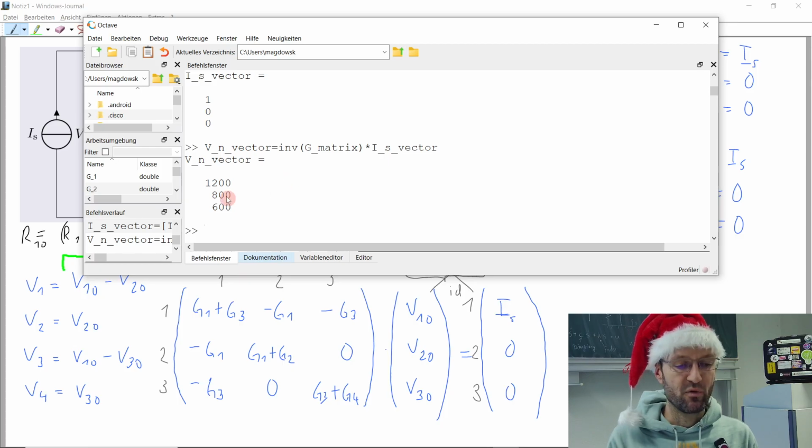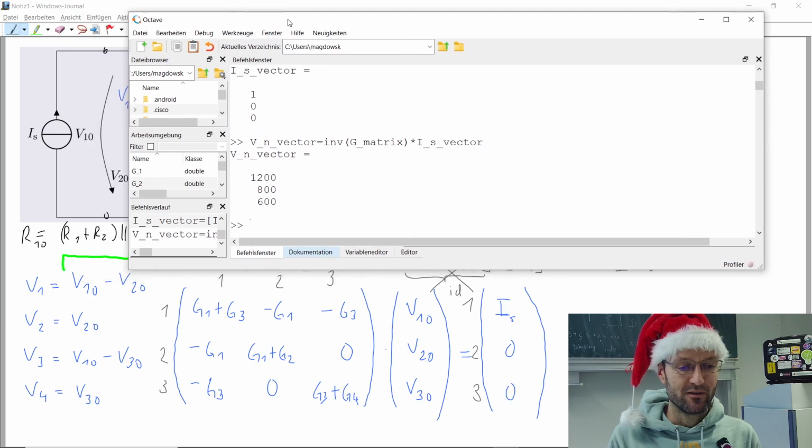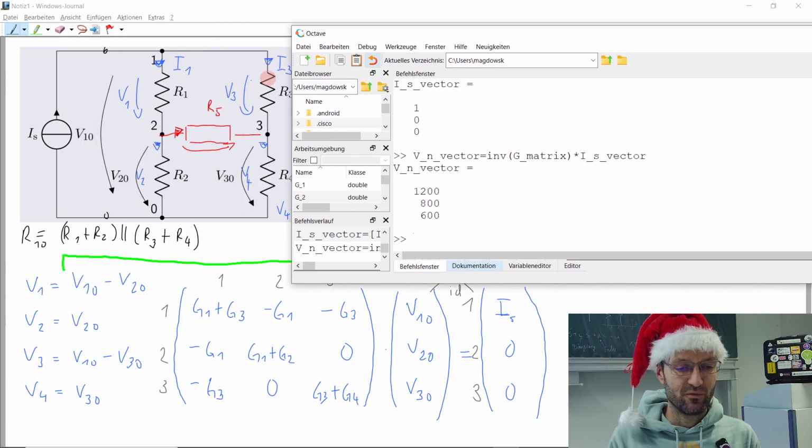So now we get the 3 voltages that are written here into our circuit. This voltage, and this voltage. So this voltage is, of course, if we push a 1 ampere current through a couple of kilo ohm resistors, we get kilovolts of voltage, but we get 1.2 kilovolt here and 800 volt here and 600 volt over there.